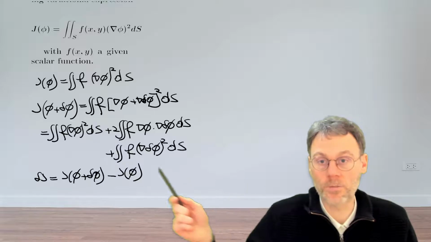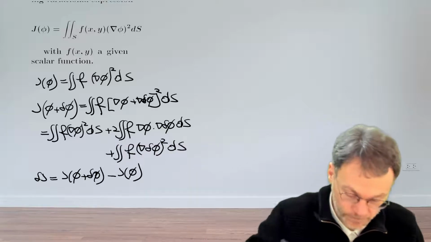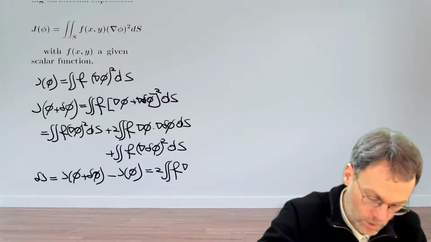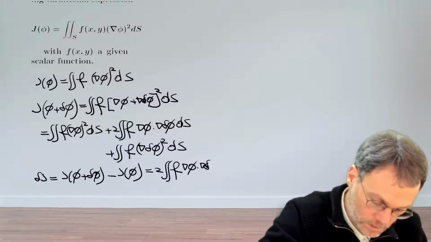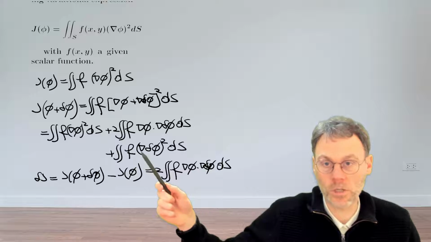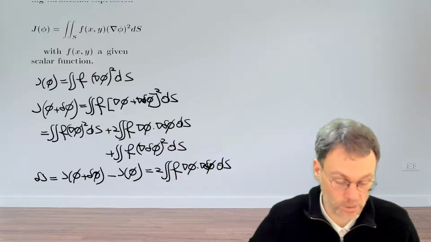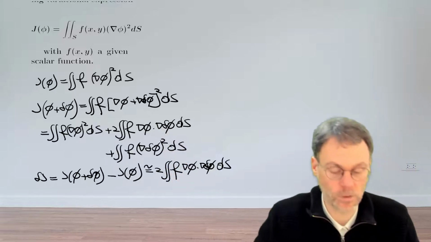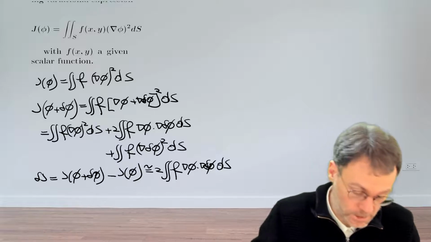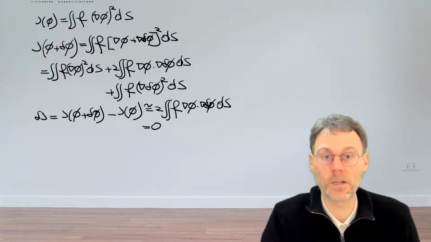Let's do that subtraction. So first of all, this thing cancels, so that's good news. And then we have that term over there. That's 2 times the integral of f gradient phi gradient delta phi ds. And then we have a term which is on the order of delta phi squared. So we're going to neglect that compared to a term which is just linear in delta phi. So this is approximately equal to the first variation. Good. And this thing should be equal to 0. That's our goal. We need to find functions phi which minimize this thing.